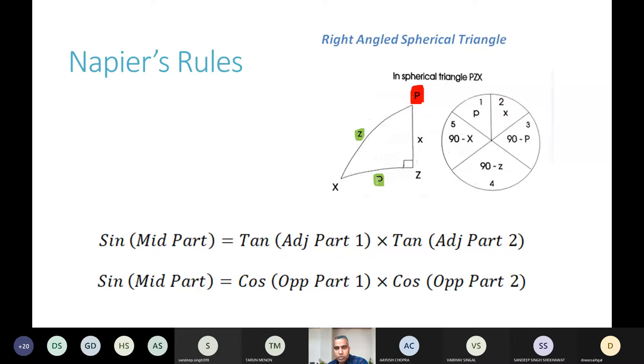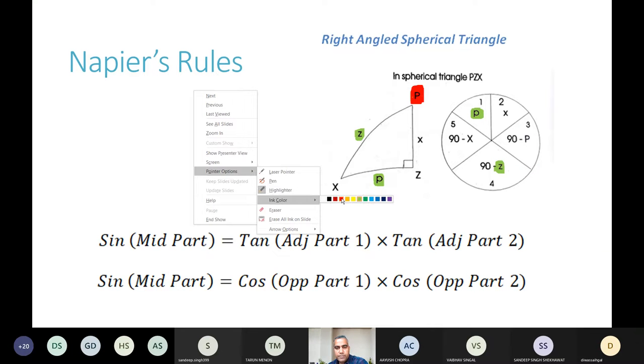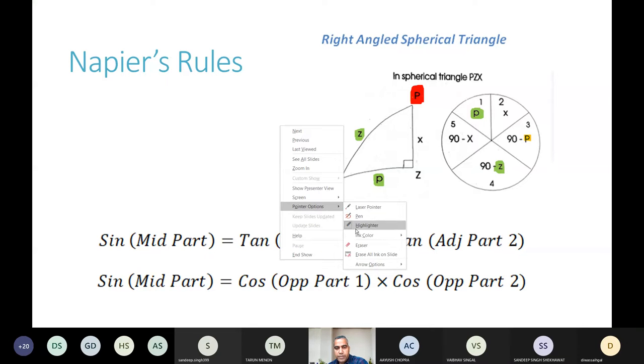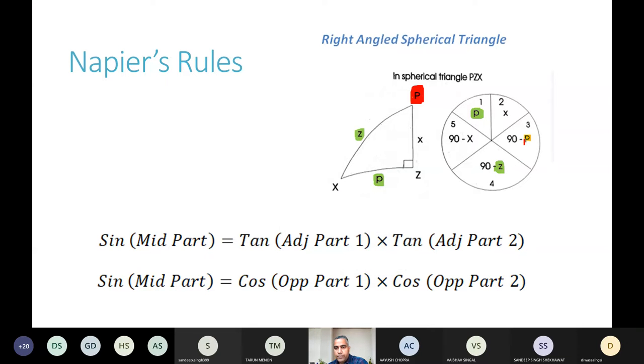So now we identify these parts in the right side diagram. Small p is here, this is known to us. Small z is here, this is again known to us. And capital P is here. Let's pick up red. This is where capital P is.